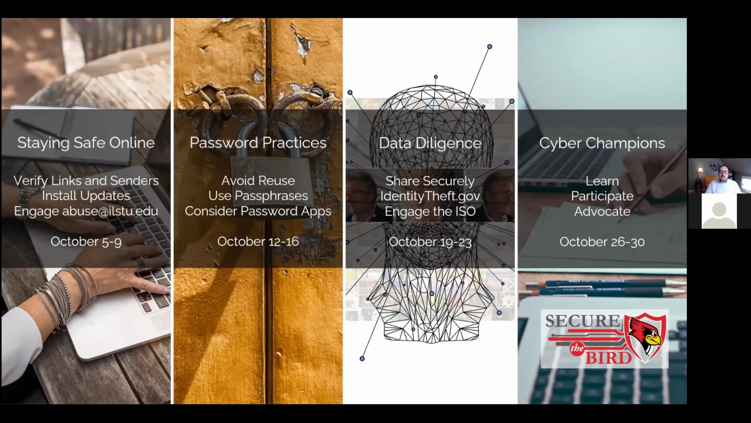Advocating is the next phase after that, where you would take everything you learned, everything you do, and promote it with others, promote it with your areas, promote it with your family and friends. Cybersecurity covers just about every part of our life today, and there's no harm in spreading it further.